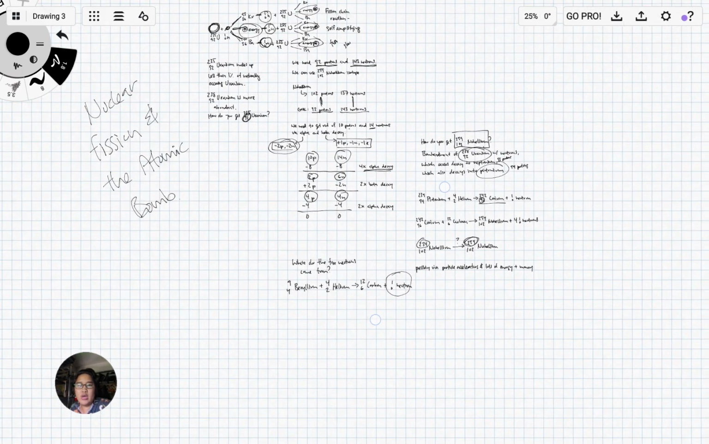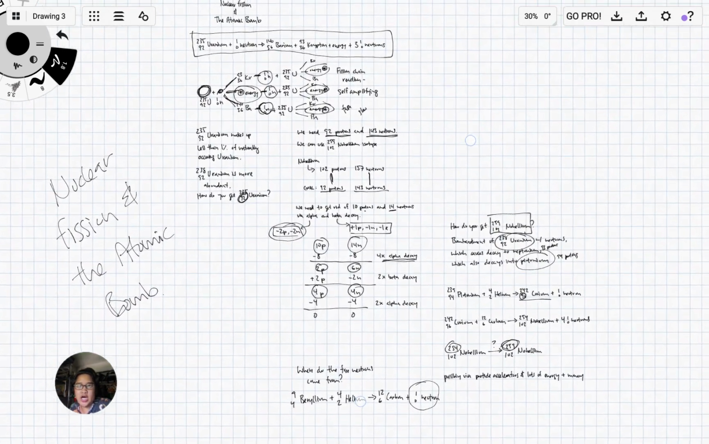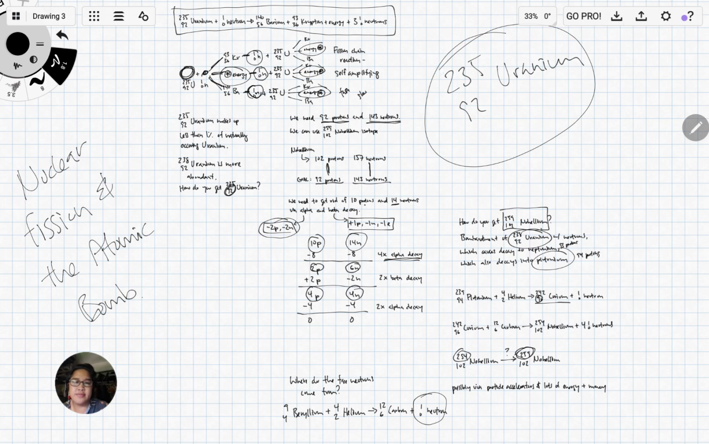So that is my explanation on how, or at least the equation of what I believe makes up a nuclear weapon. The key is 235 over 92 uranium. This is the key. If you have that, you can make a bomb.